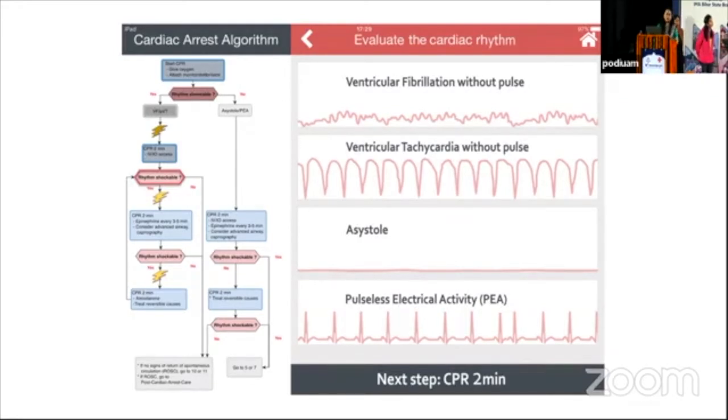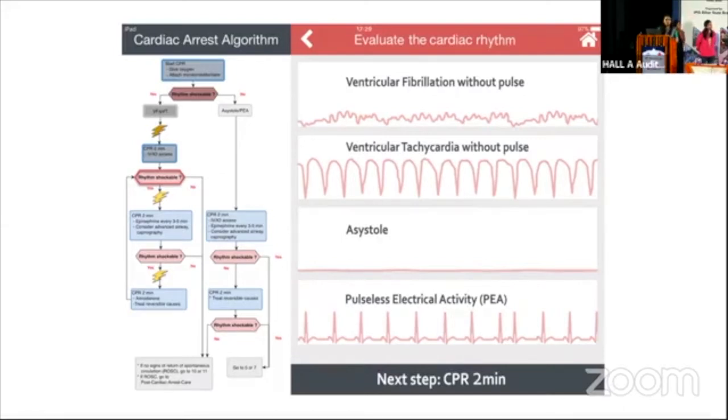AED, automatic external defibrillator. Well, there is no monitor attached to it. So you don't have to know anything about the rhythm. You don't need that knowledge. But when you attach a manual defibrillator, an ECG, and then you see different rhythms on the screen, you have to recognize these rhythms.